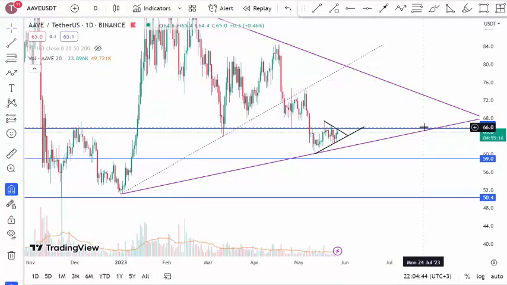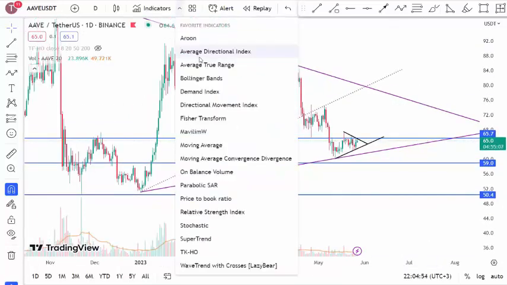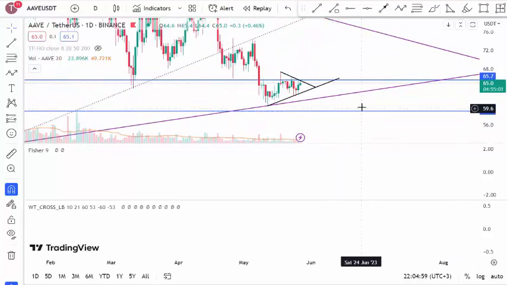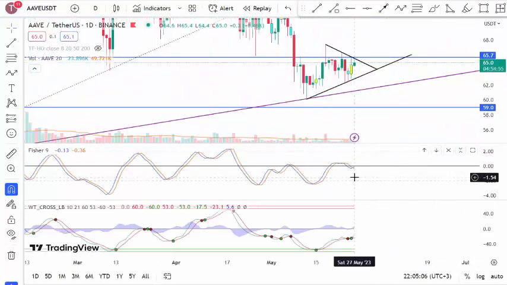Let's start our analysis slowly by examining our indicators. Friends, we are opening our positions based on the Fisher and Aave trend indicators. The Fisher indicator has given us a slight buy signal by creating an upward breakout. We can say this because it is close to zero.